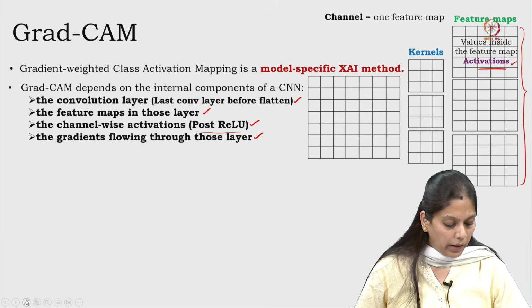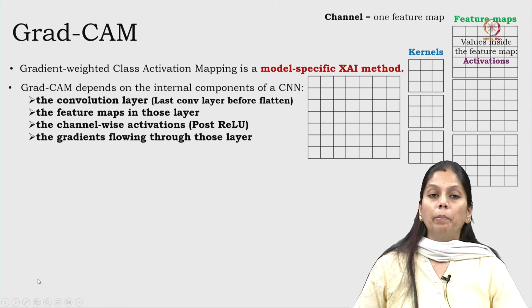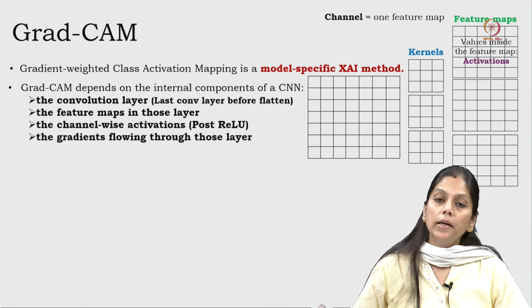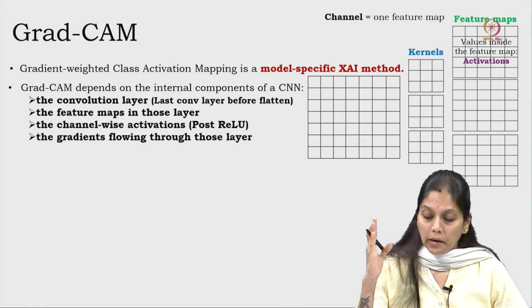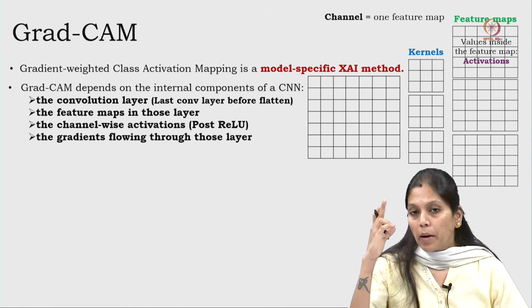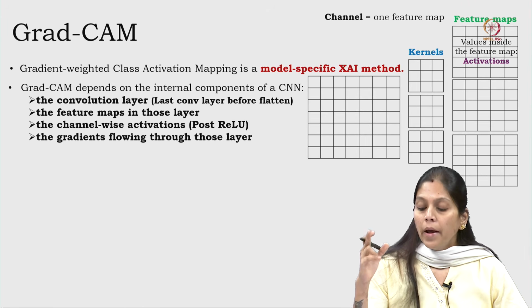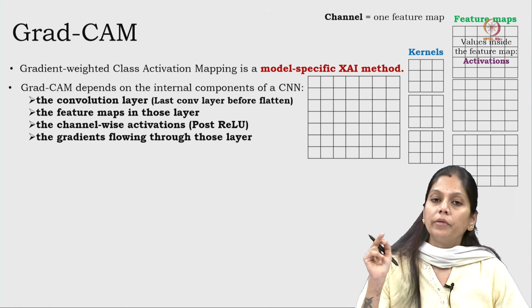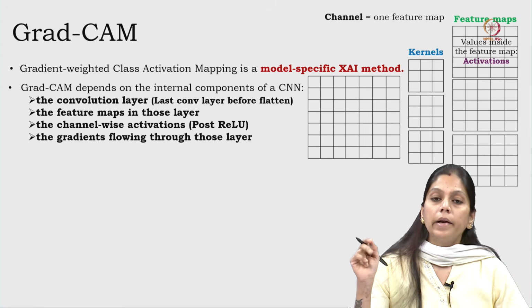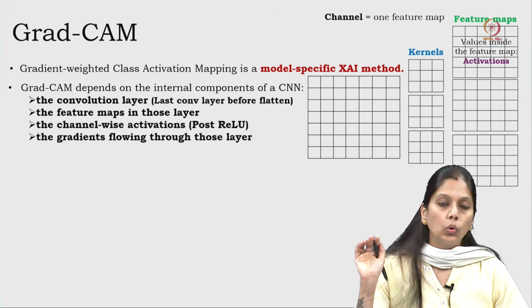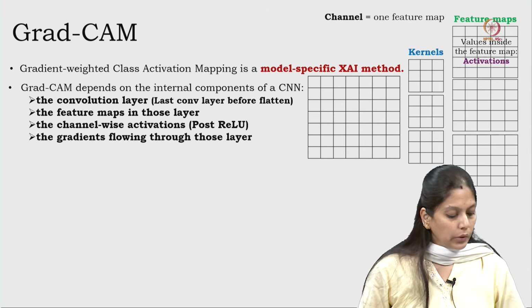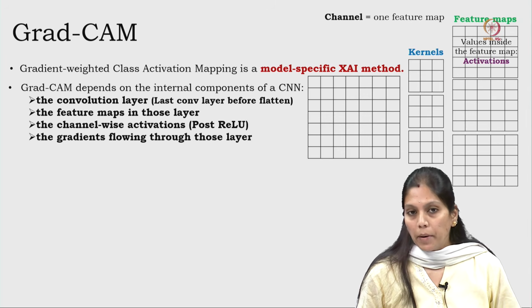So Grad-CAM depends on internal components. When we say internal components, we mean the final convolution layer, the feature maps produced from this final convolution layer, the values inside each of these feature maps, and the gradients which are flowing through this layer. This is what Grad-CAM depends on.